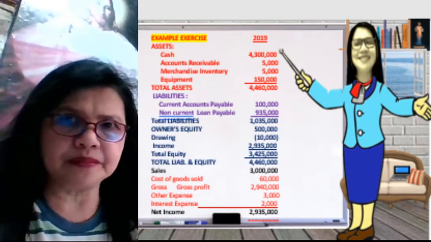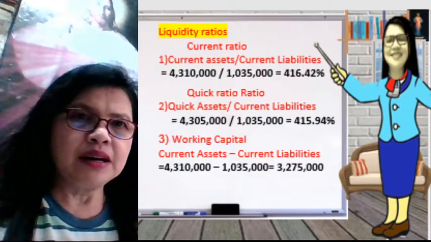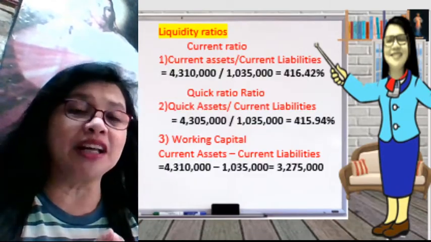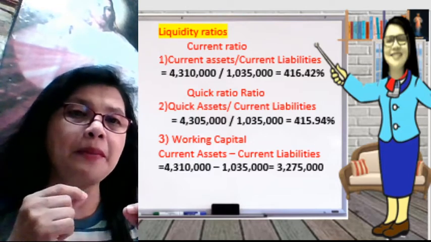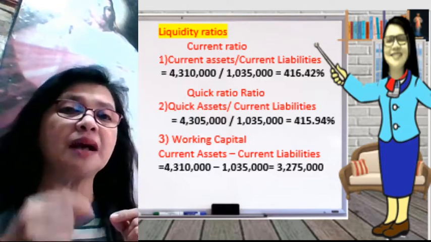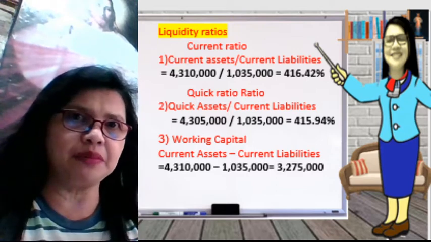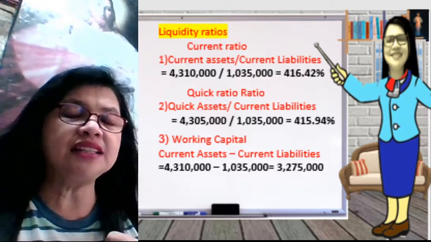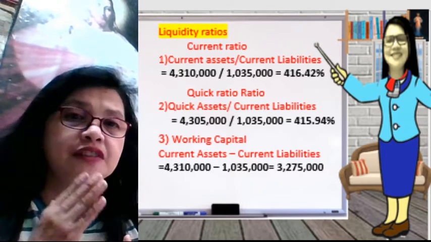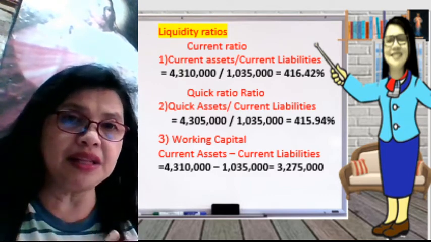Moving on, let's go to liquidity ratios. Again, ratios will measure the capacity of the company to pay its current liabilities. We will use the current ratio, and the formula is current assets divided by the current liabilities.